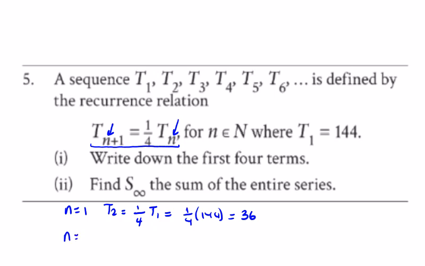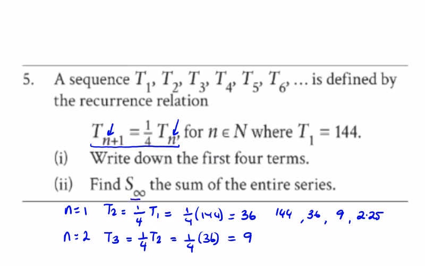When n is equal to 2, we get T3, which is a quarter of T2, which is a quarter of 36, which is equal to 9. So you can see we're just dividing by 4 each time, so we'll be able to write it out now. 144, 36, 9, and then 9 divided by 4 is 2.25.